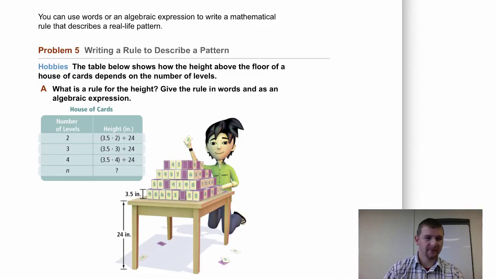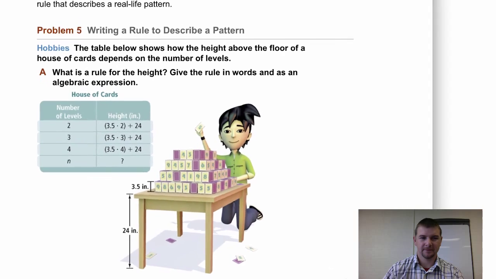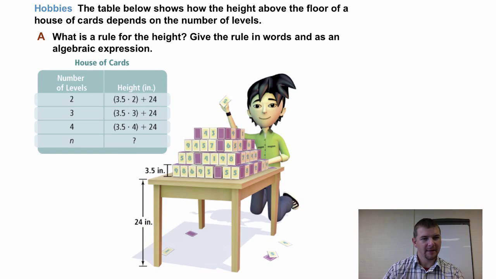Example problem 5. Writing a rule to describe a pattern. You can use words or an algebraic expression to write a mathematical rule that describes a real-life pattern. Hobbies. The table below shows how the height above the floor of a house of cards depends on the number of levels. Part A asks, what is a rule for the height? Give the rule in words and as an algebraic expression.